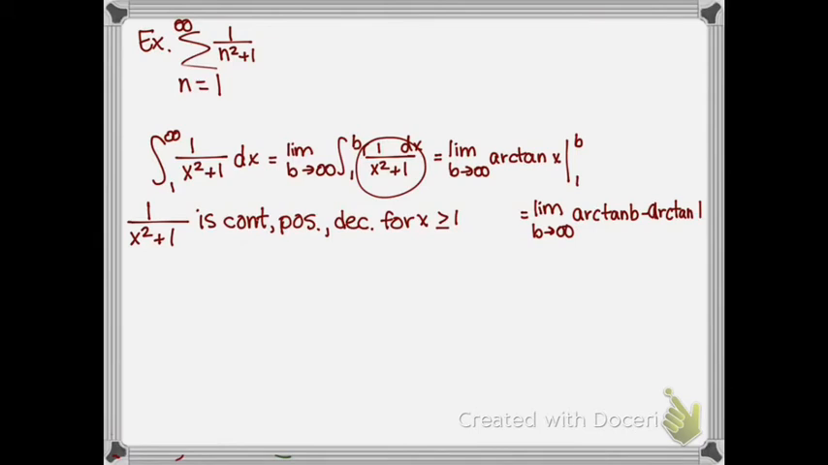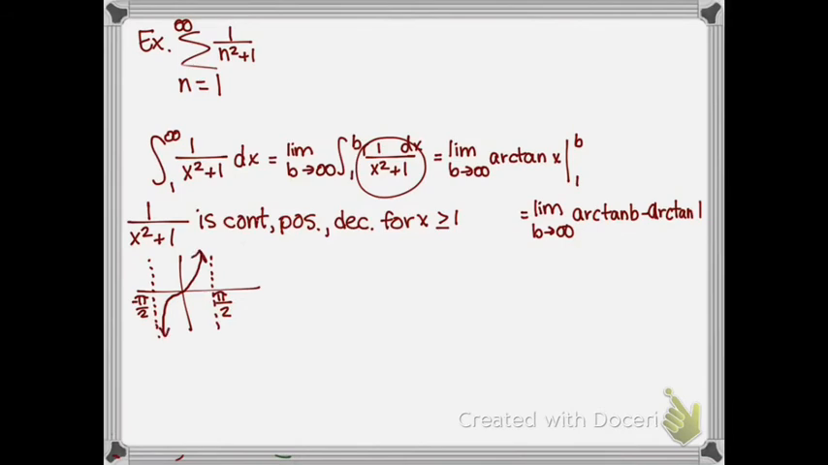So to evaluate those arctangent values, it's helpful to think about the graph of tangent x. The graph of tangent x has vertical asymptotes at negative pi over 2 and pi over 2. The graph of tangent x can be drawn in like so.